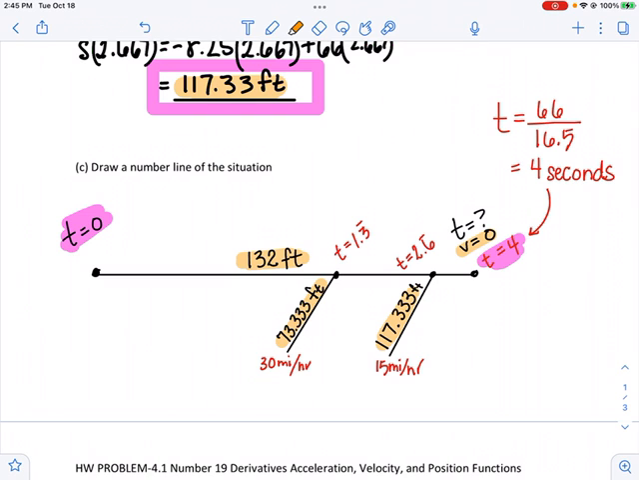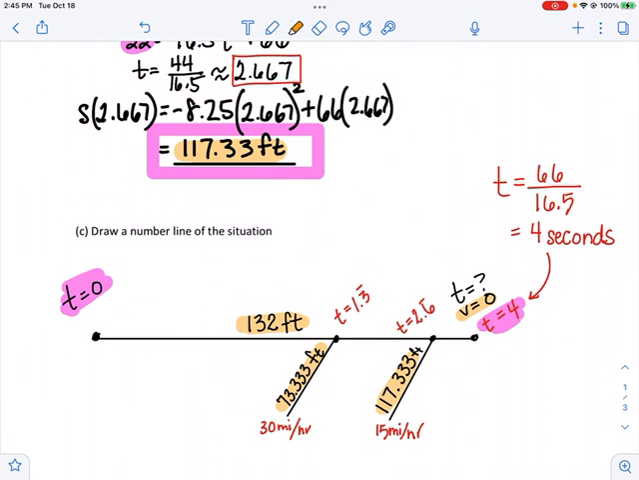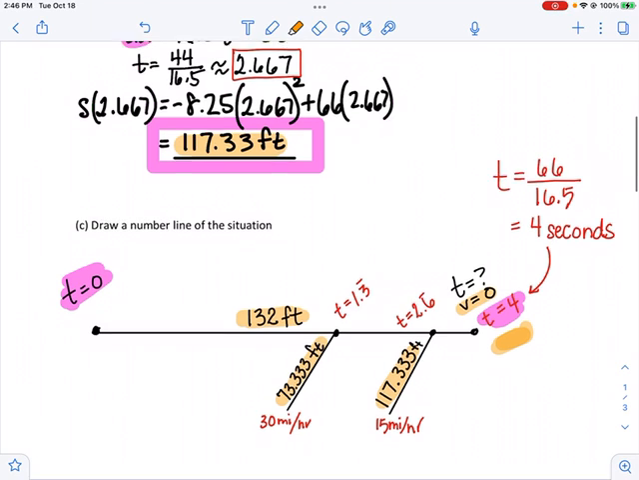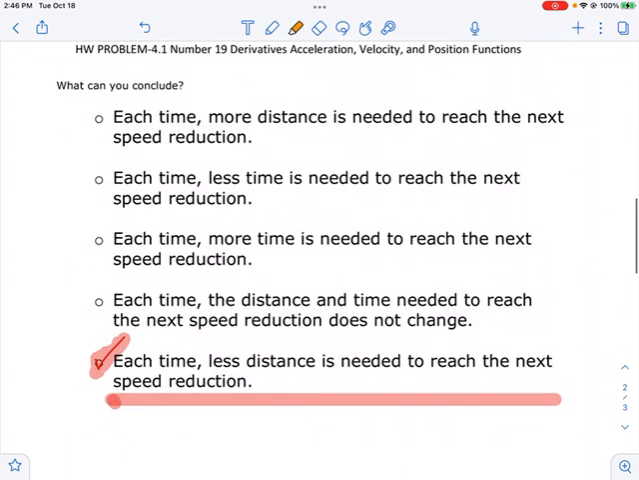I think there was a last question in there. If we just talk about this for a second, it takes 1.333 seconds to reduce the speed from 45 to 30 miles per hour, another 1.33 seconds to reduce the speed from 30 miles per hour to 15 miles per hour, and 1.333 seconds to reduce the speed from 15 miles per hour to 0 miles per hour. Each time, less distance is needed to reach the next speed reduction. So I think you had one more question on there, right? So this is the answer here on that one.